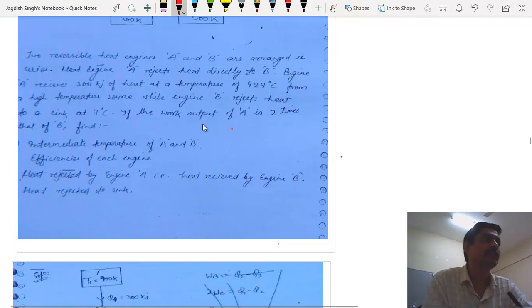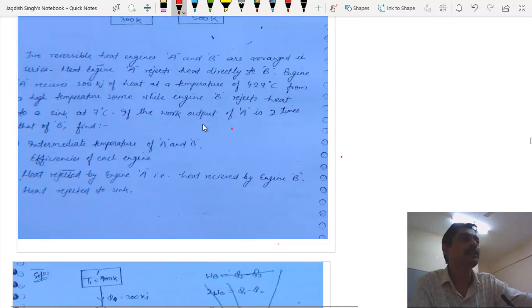Two reversible heat engines A and B are arranged in series. The heat engine A rejects heat directly to engine B. Engine A receives 300 kJ of heat at a temperature of 427 degrees centigrade from a high temperature source, while engine B rejects heat to a sink at 7 degrees centigrade. If the work output of A is 2 times that of B, find the intermediate temperature of A and B, the efficiency of each engine, the heat rejected by engine A, that is the heat received by engine B, and the heat rejected to the sink. This is the problem.